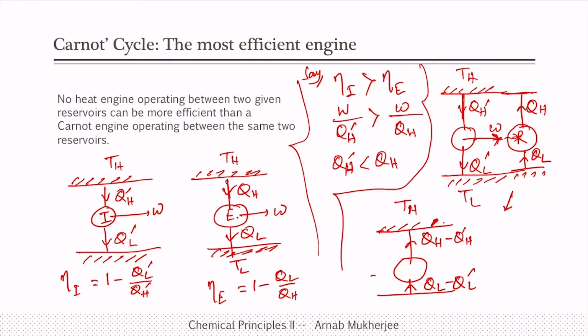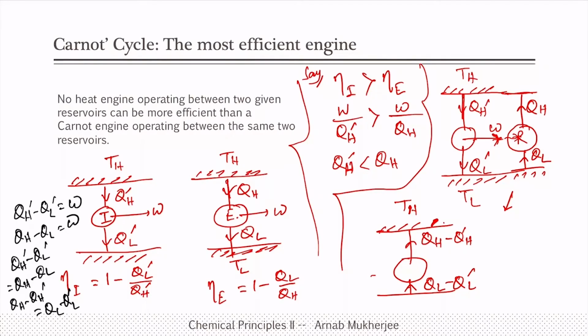Now, we know from the construction of the engine that QH prime minus QL prime is equal to W. We know from this engine that QH minus QL is W. Equating them together, QH prime minus QL prime is equal to QH minus QL, and therefore, QH minus QH prime is equal to QL minus QL prime. So I can call it Q, and this also will be Q, they are equal.